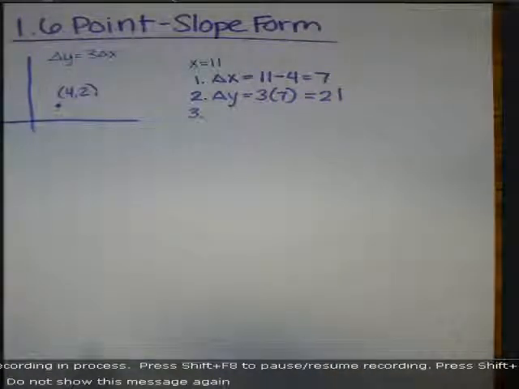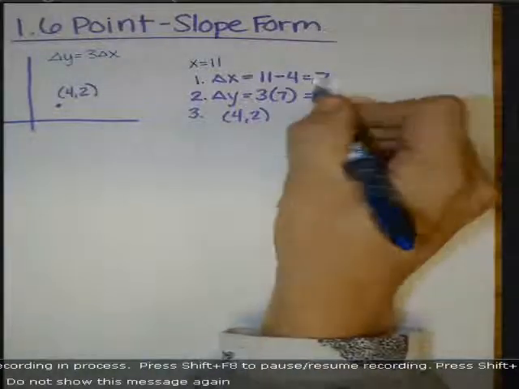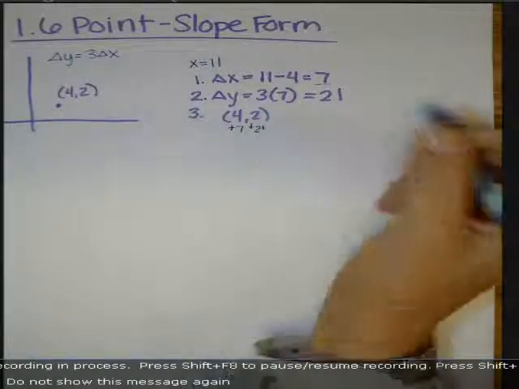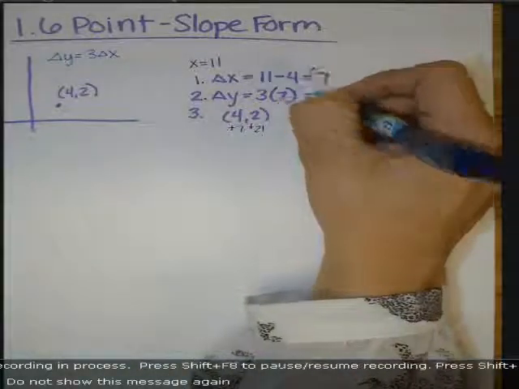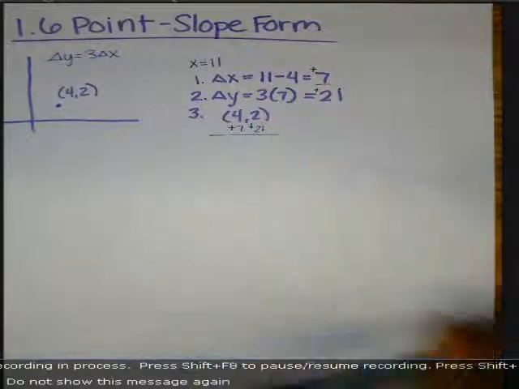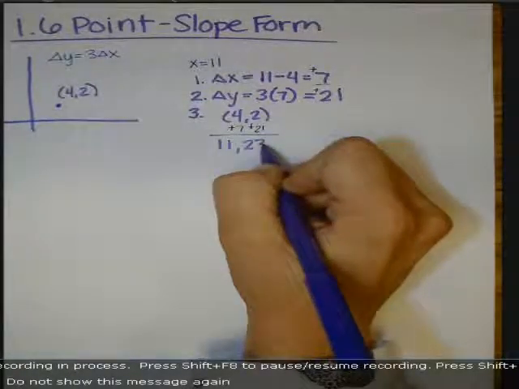I'm going to show you 2 ways here. You can lay your point out (4, 2). The change in x is plus 7. The change in y is plus 21. The reason I say plus and not minus is these are positive 7, positive 21. So do exactly what the change says. And the new point was going to be (11, 23).